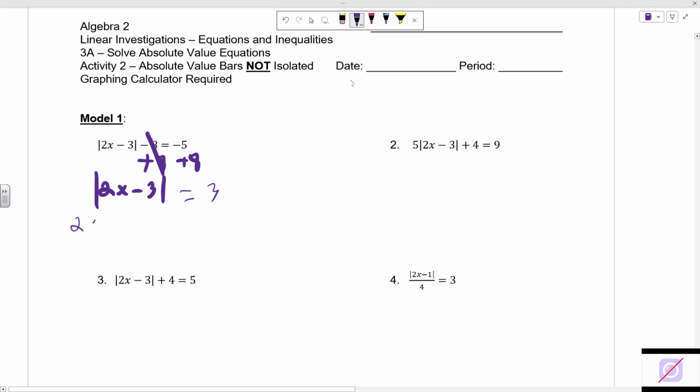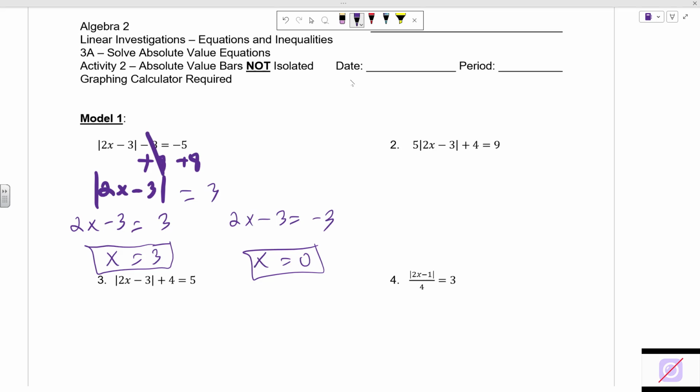You would create two equations, 2x minus 3 equals 3. And then the second equation, I'm going to give myself some space, and then create it. 2x minus 3 equals negative 3. So my space is limited. I'm just going to show the final answer. It'll be positive 3 here, and then over here it would be positive 0.